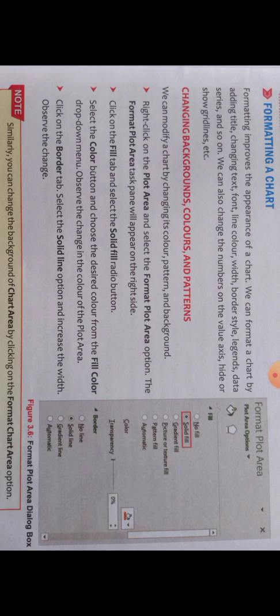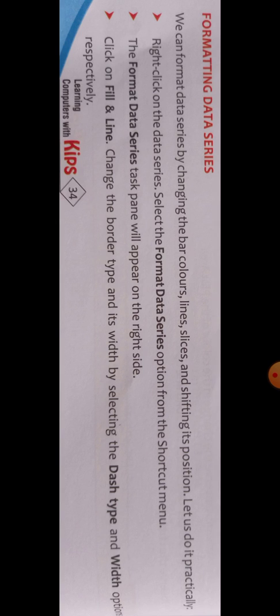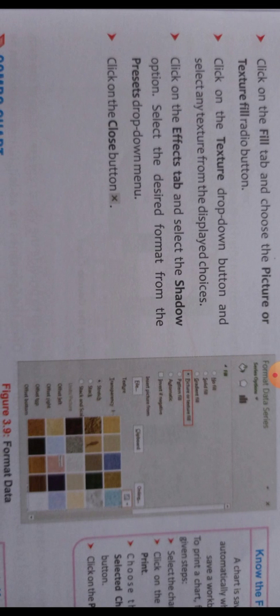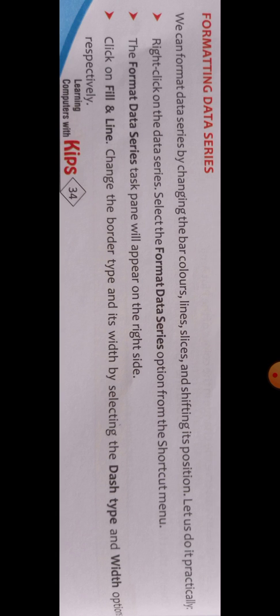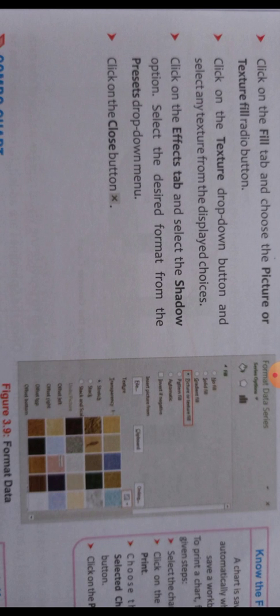Under formatting a chart, we can change the backgrounds, colors and patterns. We can also format data series by changing the colors, lines, slices and shifting its position. We will do its practical during the lab. So you all refer to the book accordingly. However, these chapters are lab oriented, so there is very little to explain. Whatever topics are remaining, we will understand all this during the lab by doing the practical.